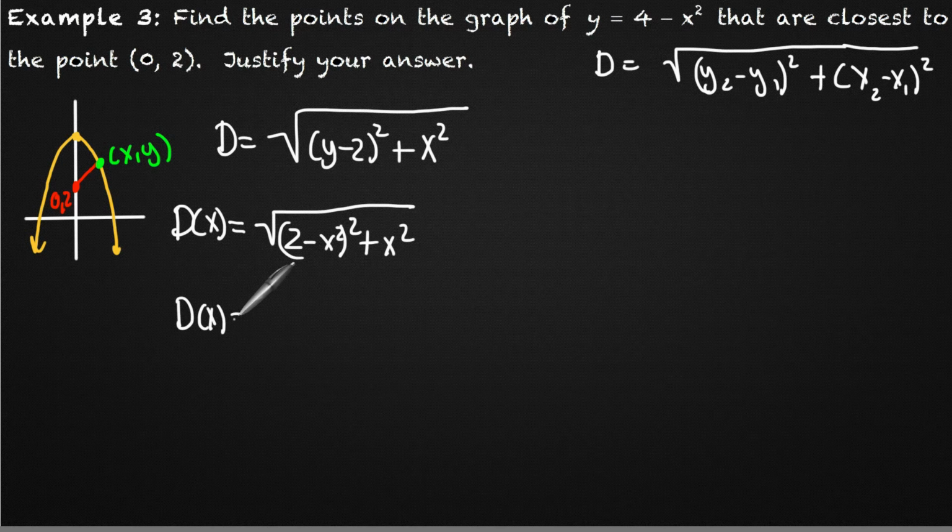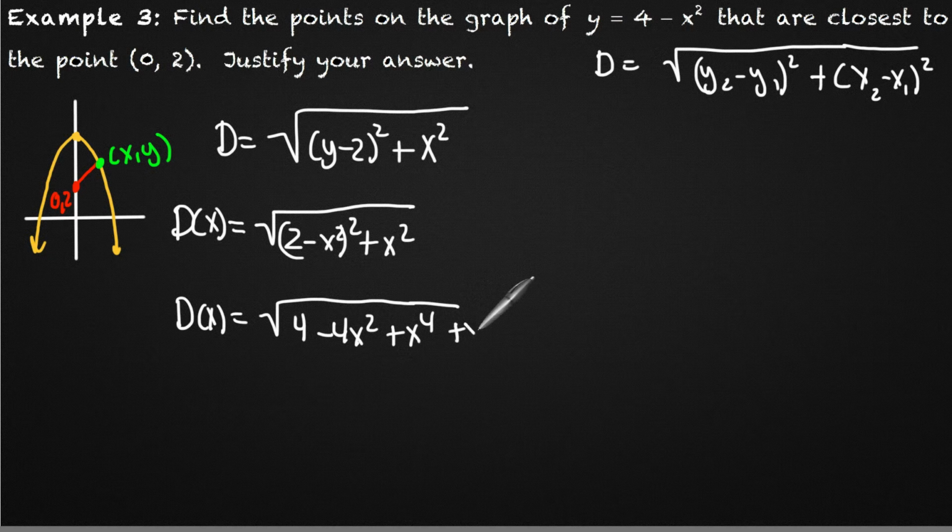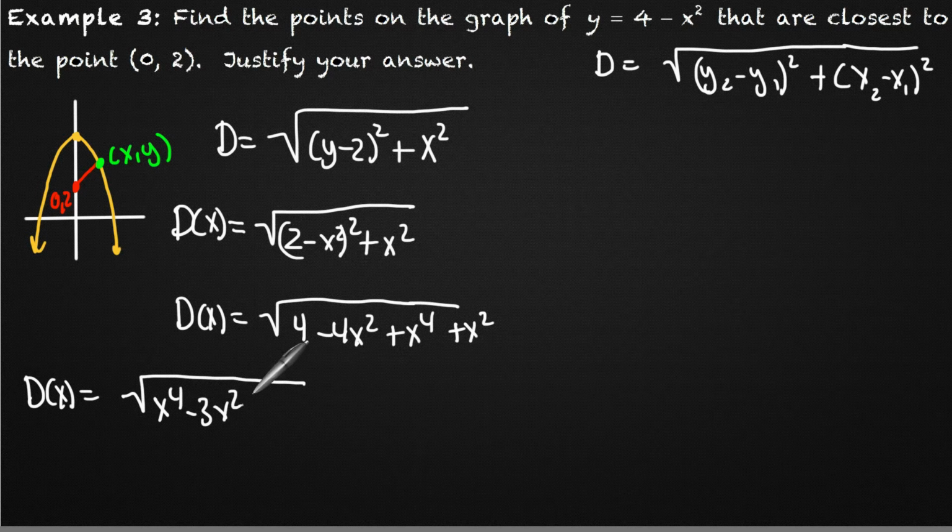All right, we're going to FOIL this. So we're still not taking the derivative yet. We're going to FOIL this out, and that's going to give us 4 minus 4x squared plus x to the 4th, and then we have another plus x squared here. So D of x is going to be equal to, let's write it in descending power, x to the 4th, and then a negative 4x squared and a positive 1x squared is a negative 3x squared, plus 4. Now that is our distance.